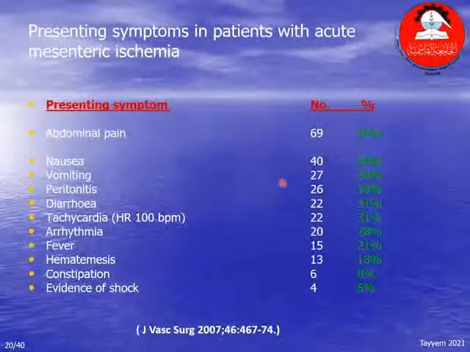This slide will show you the percentage of presenting symptom. The most common presentation of acute mesenteric ischemia is abdominal pain, which was found in 96% of the patient. Nausea, vomiting, peritonitis, diarrhea, all could happen.